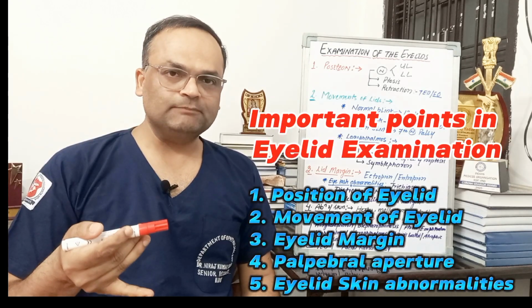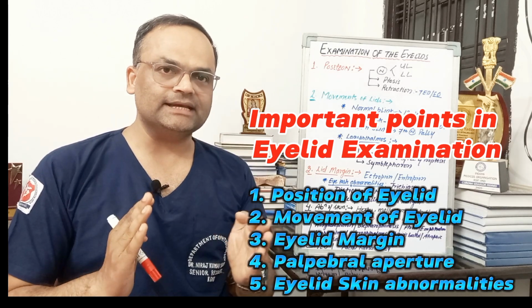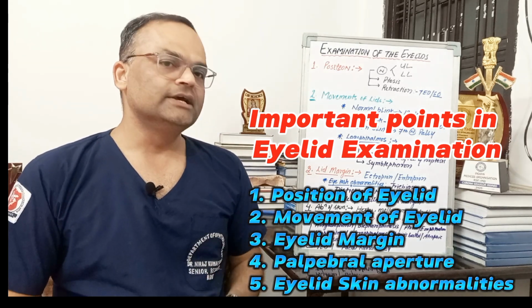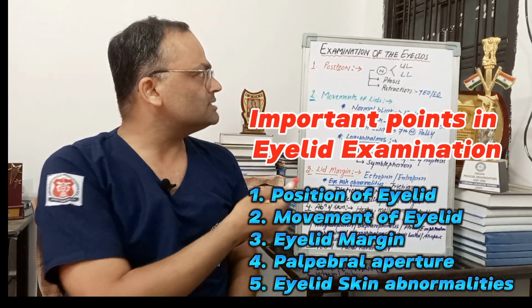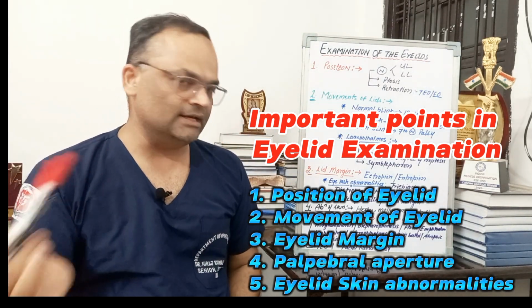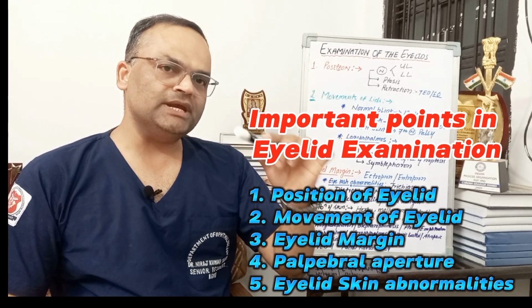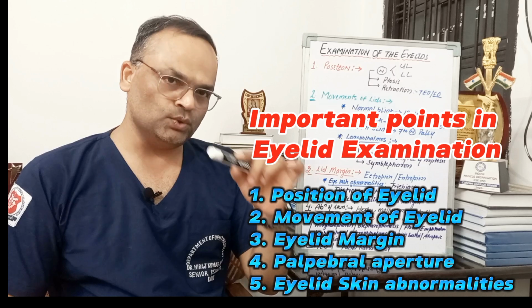What are the important points in which we can assess the functional integrity as well as the pathological abnormalities of the eyelid? So we will discuss this examination of the eyelid in the following points. Point number one is the position of the eyelid. Normally the upper eyelid lies 2 mm below the superior limbus, while the lower eyelid corresponds to the lower limbus.